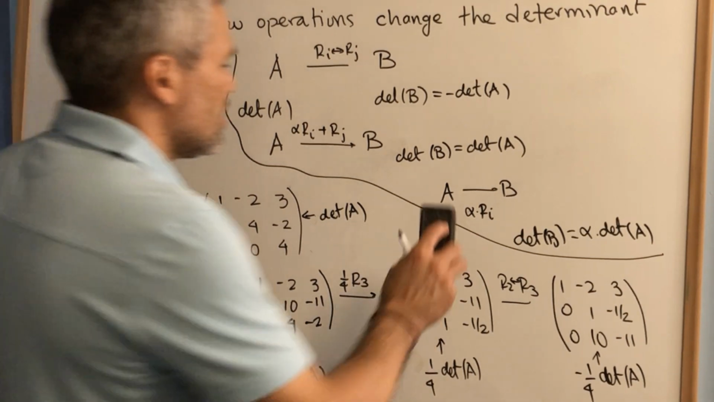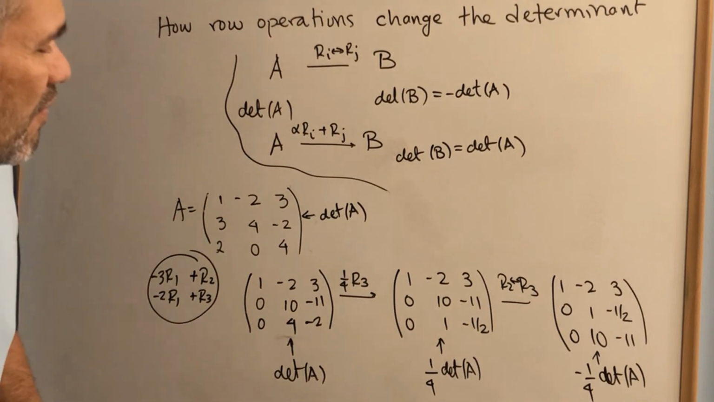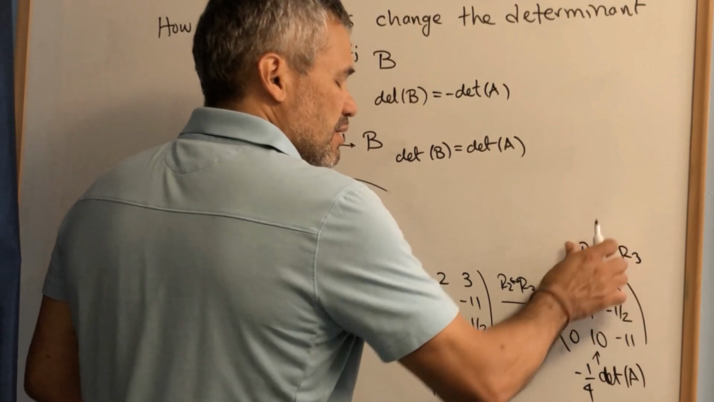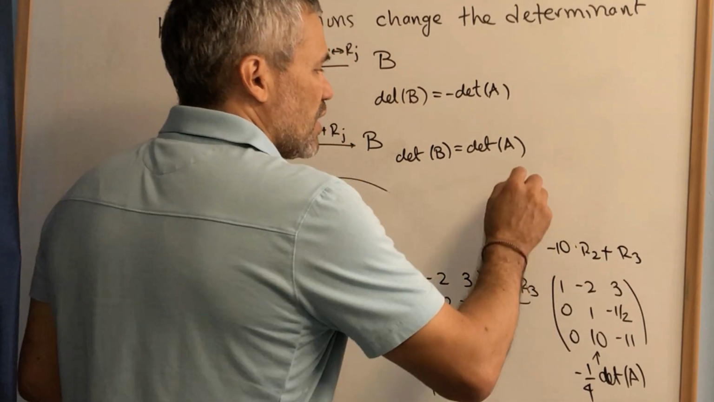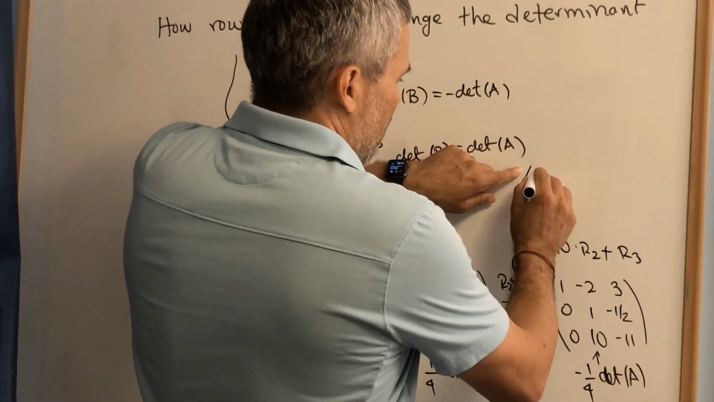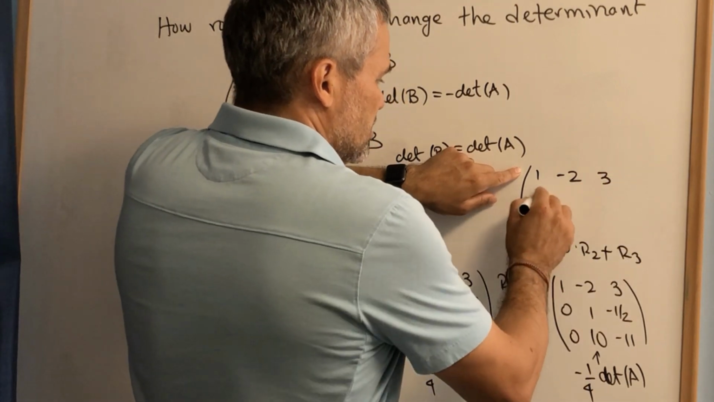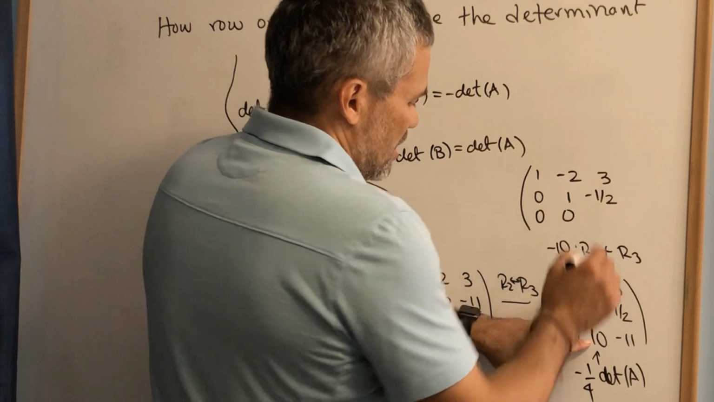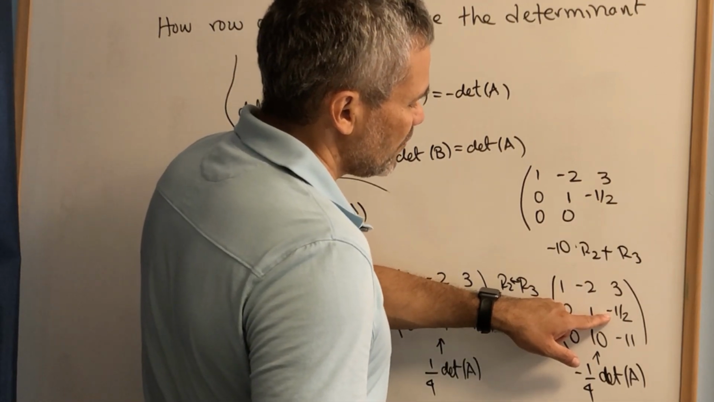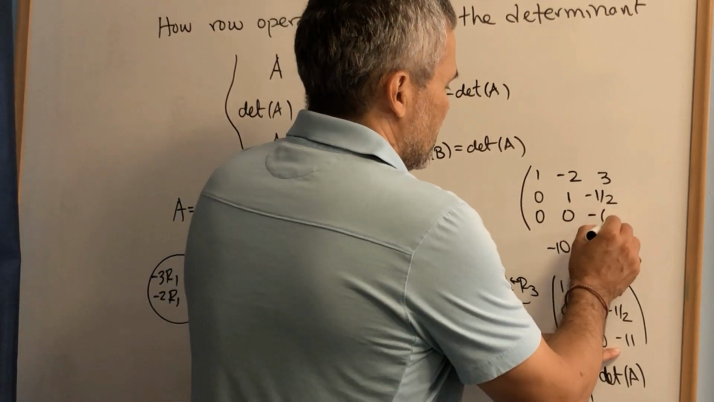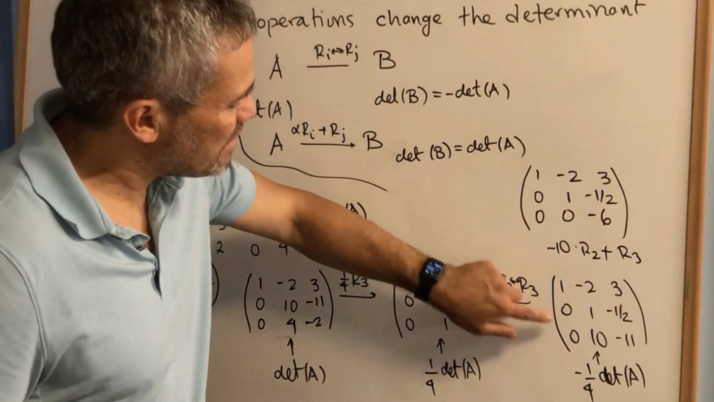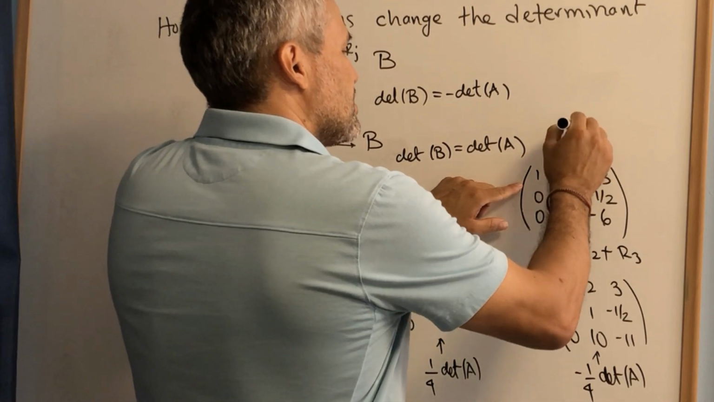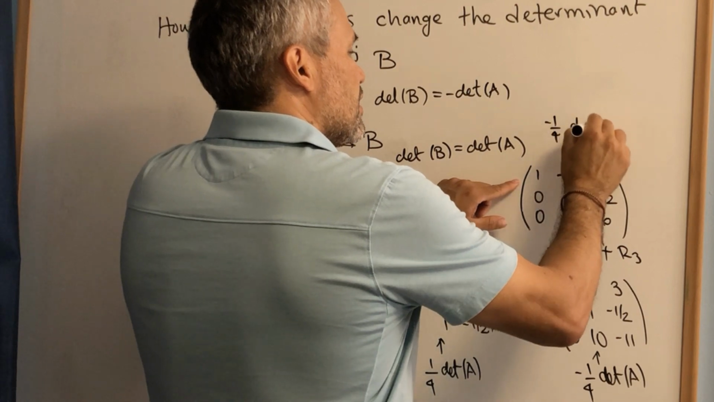Finally, let me just do that operation here. If we change row 3 by adding negative 10 times row 2, then we will get 1, negative 2, 3, 0, 1, negative 1/2. And here I'm multiplying by negative 10 plus 10 is 0. And when I multiply by negative 10, I have 5. Negative 10 times 1/2 is positive 5 minus 11 is negative 6. And how is the determinant of these two matrices? We are doing this change, but this change doesn't change the determinant. That means that the determinant of this matrix is negative 1/4 the determinant of A.